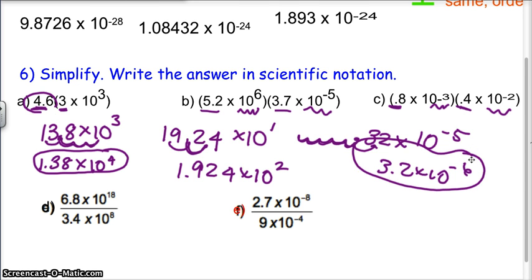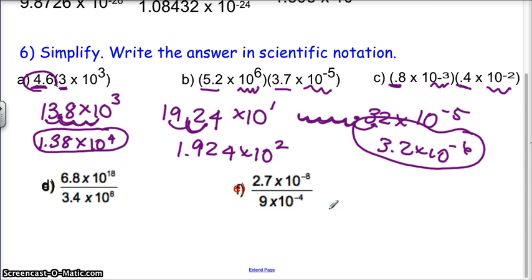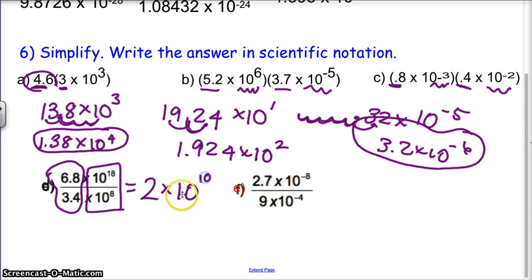Couple more. I only get a 15-minute video, so I'm almost out of time. This is division. Grab your calculator. Divide these normal numbers. Your calculator can do that with ease. 6.8 divided by 3.4 is 2. Do you remember what you do when you divide like bases? Subtract them. Times 10 to the 10th power. Check that out. Proper scientific notation, no fixing needed.